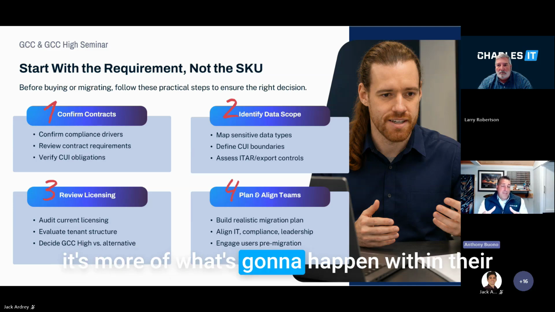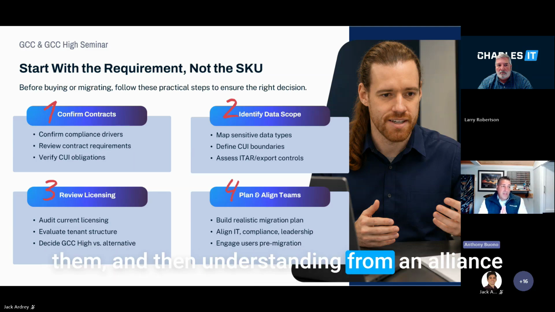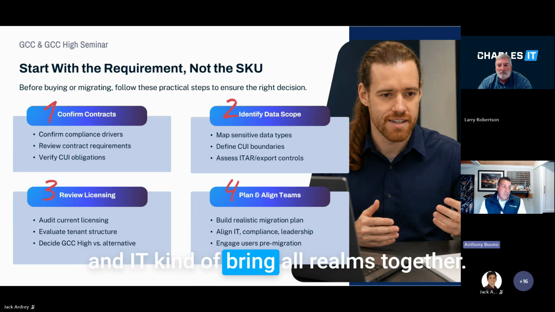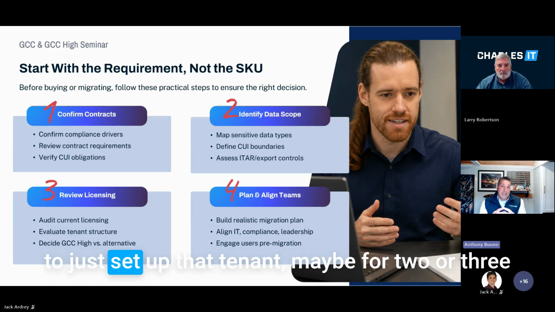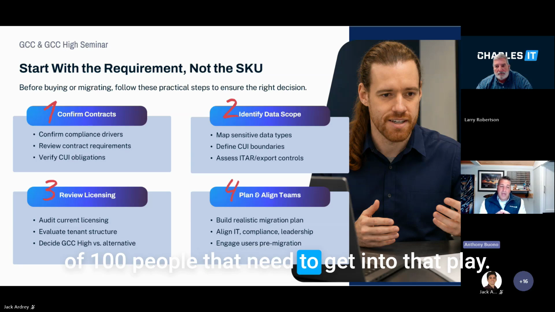It's more about what's going to happen within their environment, and then reviewing that license with them, and then understanding from an alliance perspective, where leadership, compliance, and IT bring all realms together, what needs to be done for them to just set up that tenant, maybe for 2 or 3 people right now, or setting up a full migration of 100 people that need to get into that place.